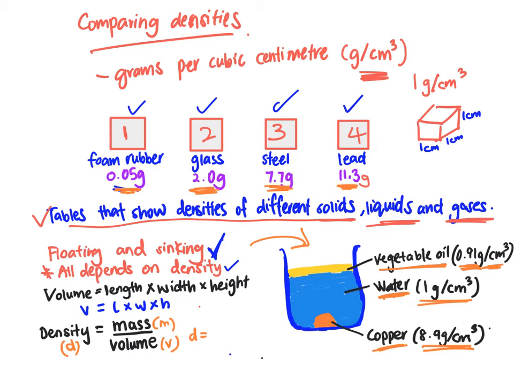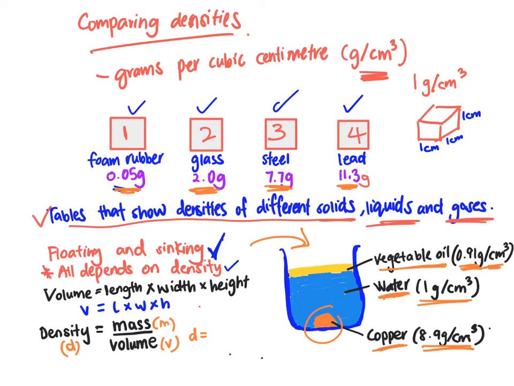Obviously the one with less density will tend to float on top. As you can see here, vegetable oil, because it has the lowest density, floats above water, and the water is floating above the copper. So copper has the most density among all 3 of these substances.